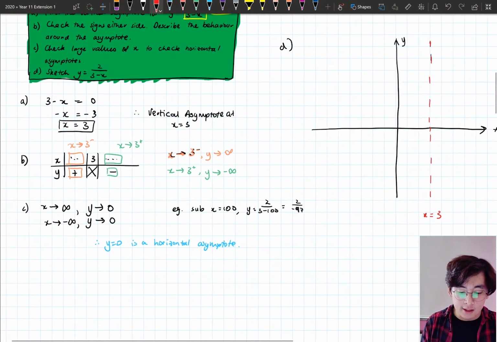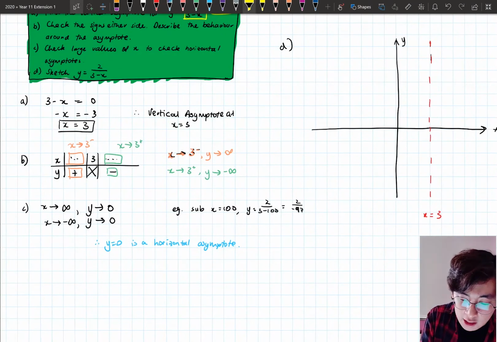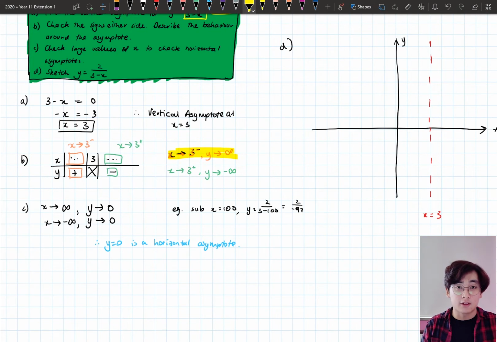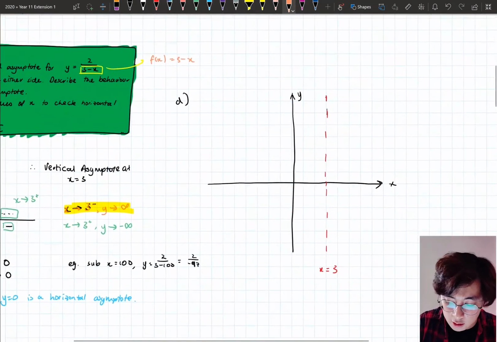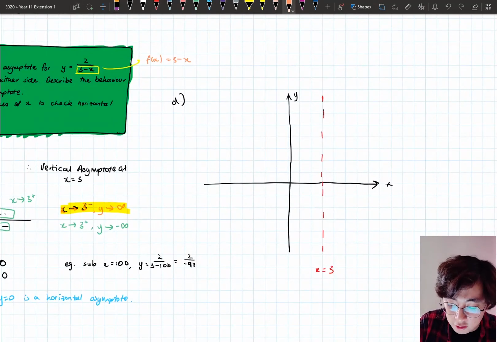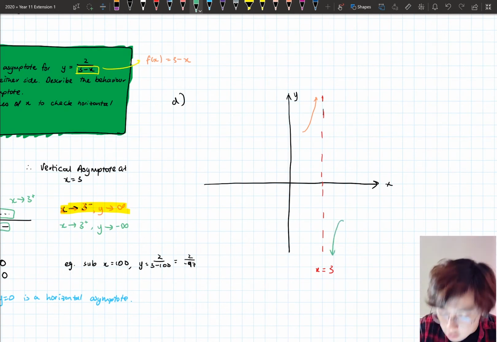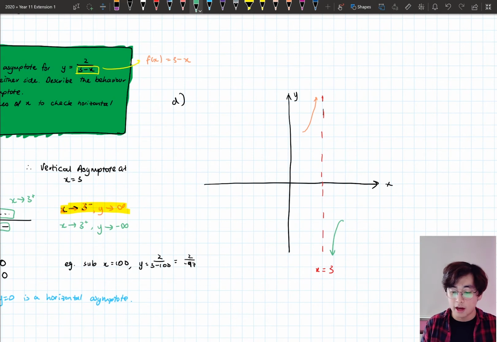Now on the left-hand side, if you remember what I have written down in orange here, when x goes to 3 from the negative side, y goes to positive infinity. So what this tells me is that from the left-hand side, as I get closer and closer to this line, the y value is going to get bigger and bigger and bigger, and it's going towards positive infinity. And on the right-hand side, I've got the opposite. So instead of going to positive infinity, it's going to go to negative infinity. Okay, so those are the two behaviors there.